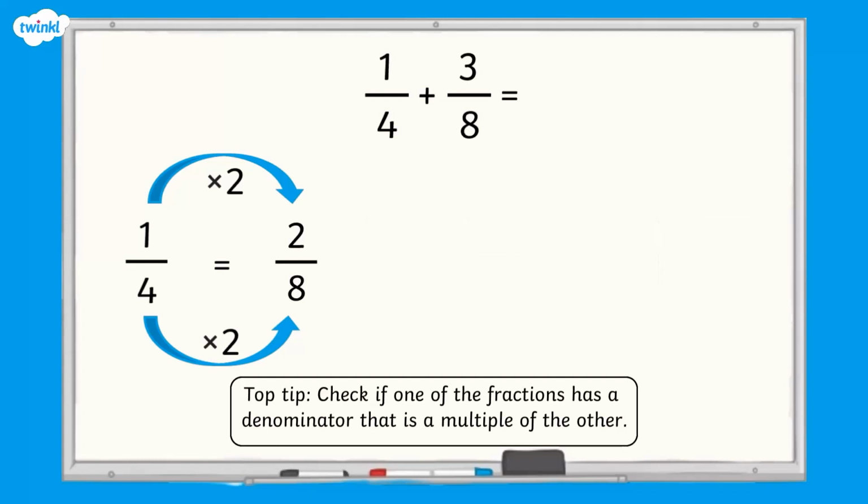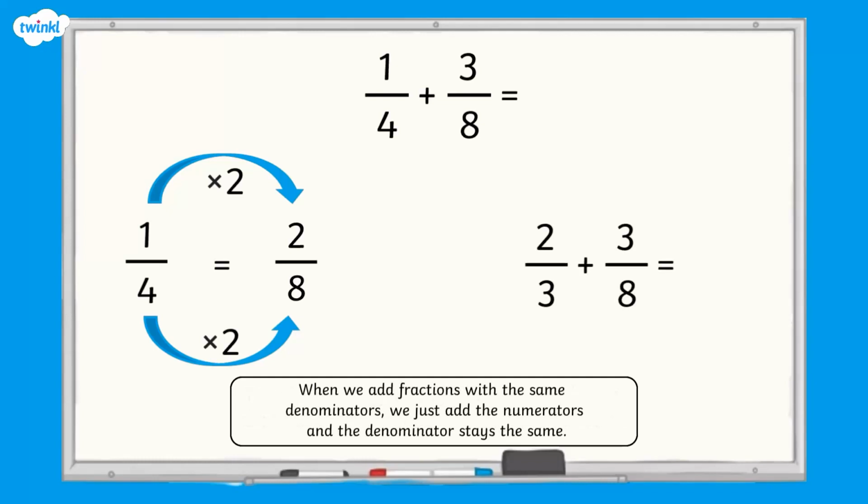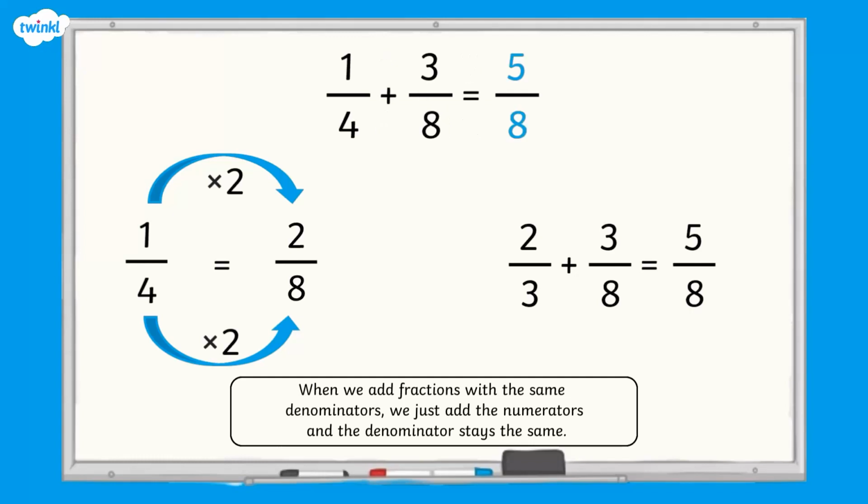Now we can change our calculations so that we are adding fractions with common denominators. 1/4 add 3/8 becomes 2/8 add 3/8. Remember, when we add fractions with the same denominators, we just add the numerators and the denominator stays the same. 2 add 3 equals 5, so 2/8 add 3/8 equals 5/8. This gives us our answer. 1/4 add 3/8 equals 5/8.